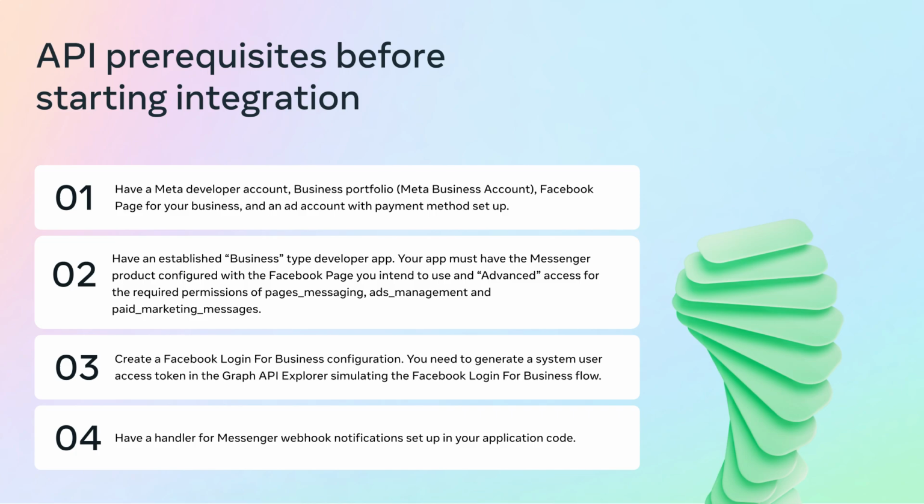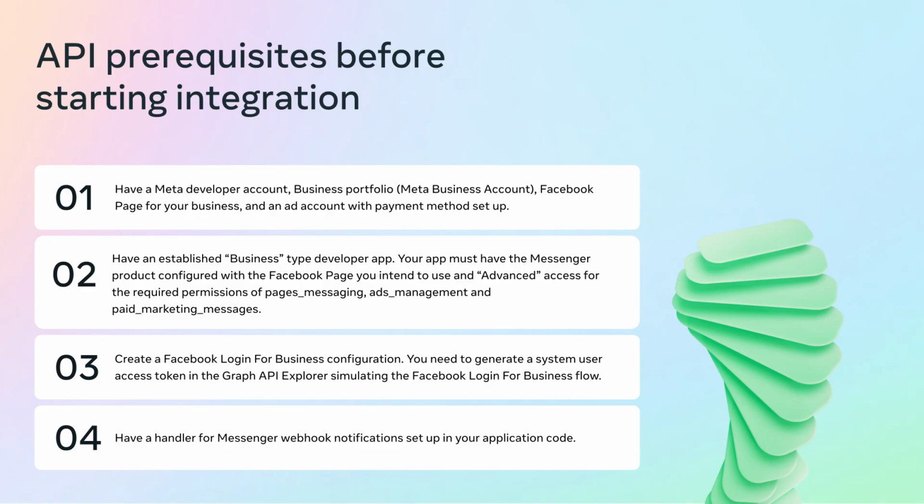You would need to have a Meta developer account, business account, Facebook page for your business, and an ad account with payment method set up. You would need to have an established business type developer app. Your app must have the Messenger product configured with the Facebook page you intend to use and advanced access for the required permissions of Pages messaging, ads management, and paid marketing messages.